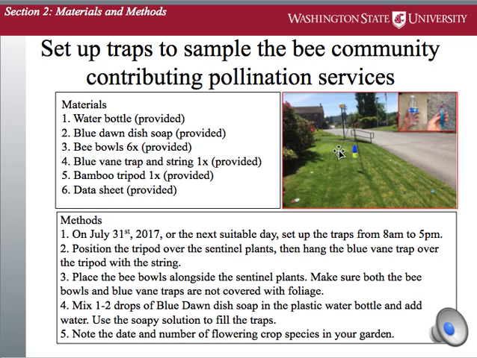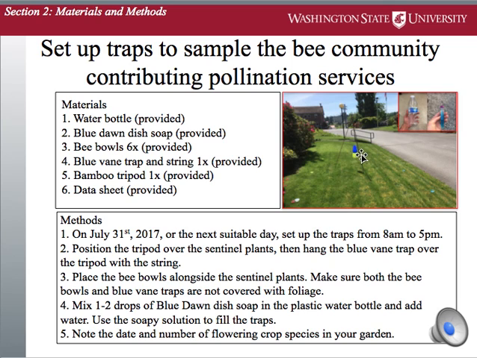And so imagine that there are large zucchini plants in this area here, and that this tripod is directly located over your sentinel plants. From this tripod, you'll be hanging your blue vein trap, which is this trap here, and you'll be doing that with the piece of string that I've provided. So what you can do is thread your string through the vein on the blue vein trap, these plastic wings that are associated with the blue vein trap.